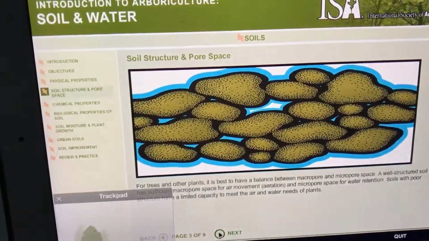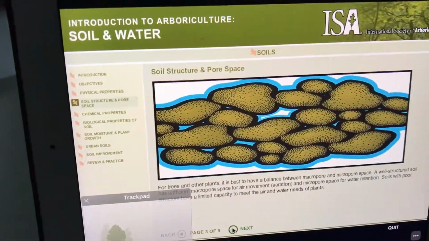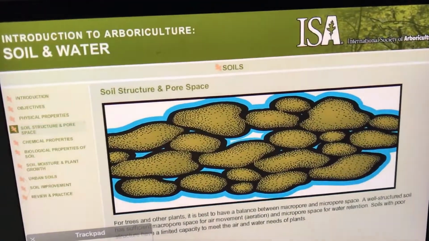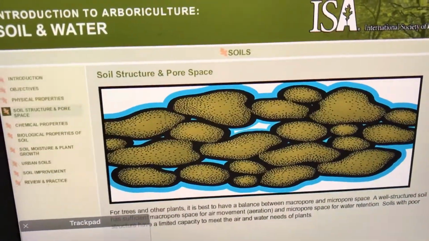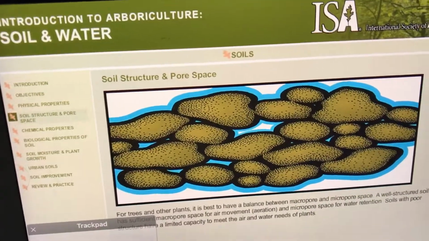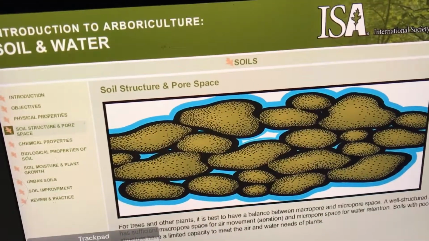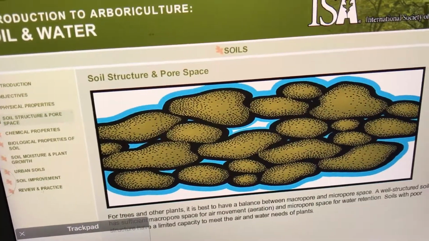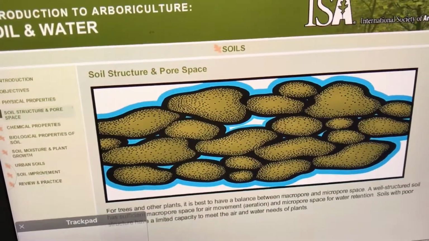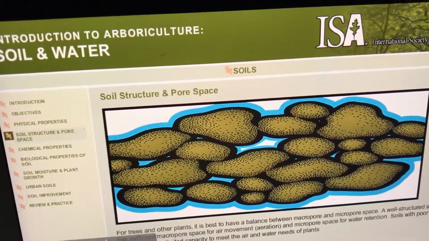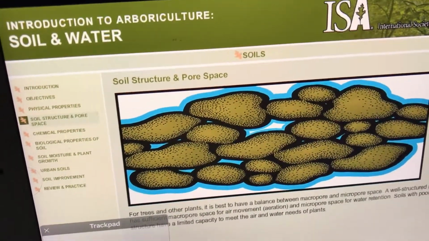For trees and other plants, it is best to have a balance between macropore and micropore space. A well-structured soil has sufficient macropore space for air movement, aeration, and micropore space for water retention. Soils with poor structure have a limited capacity to meet the air and water needs of plants.